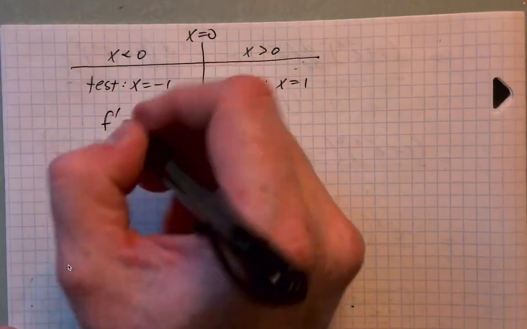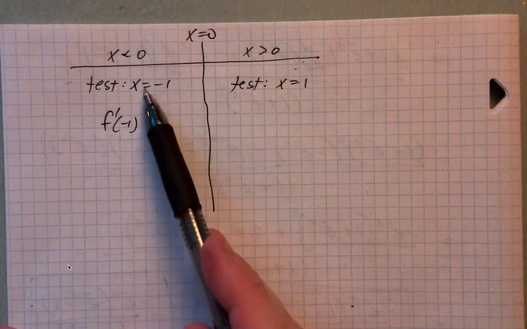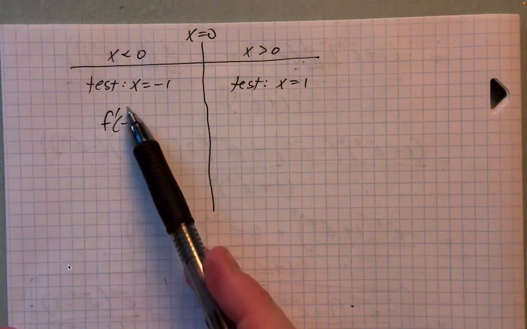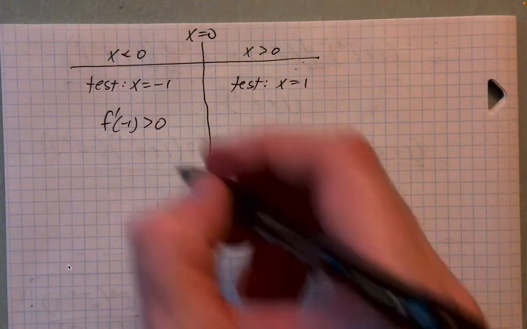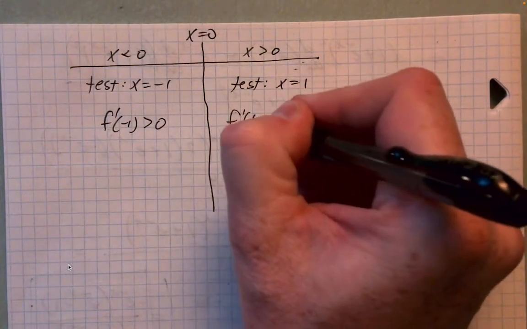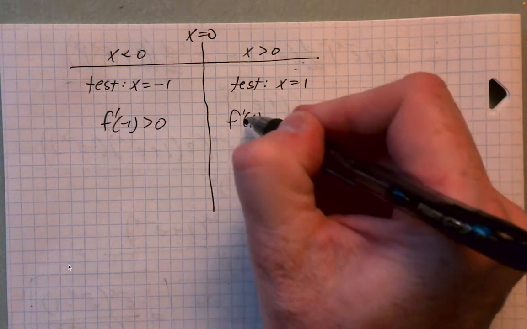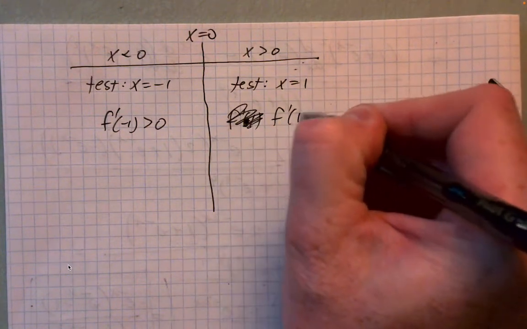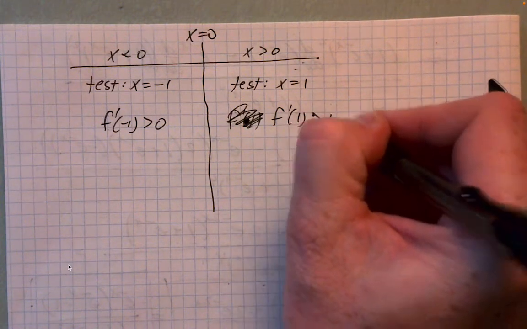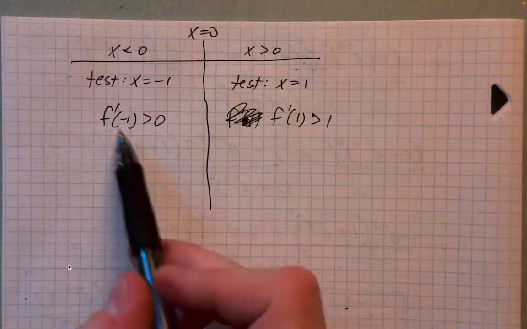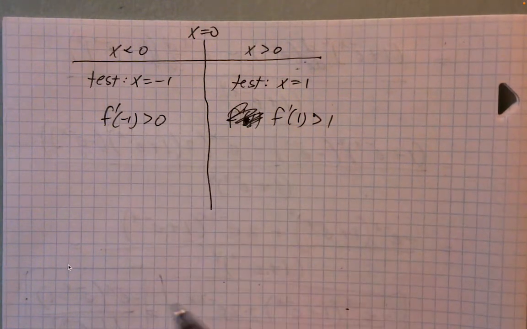Plugging in the value for the derivatives. So when you plug -1 into the first derivative, you get a positive value. When you plug in +1, what do you get over here? You get a positive value as well. So that means the function is increasing on the entire real number line. Okay, that's what those two pieces of information tell you.